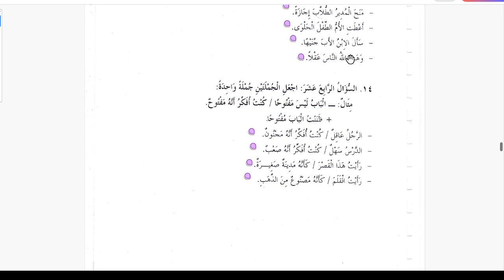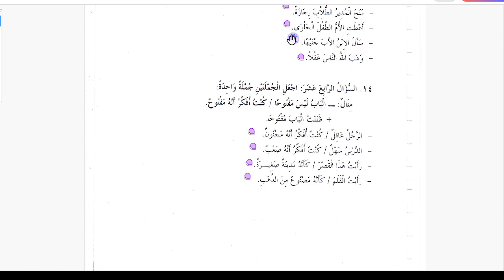Next one, sa'al al-ibnu al-aba junayhan. The son, he asked the dad for a pound. So now sala is another verb that takes two maful bihi. So al-aba is the first maful bihi, and junayhan is the second maful bihi, and al-ibnu is the file.